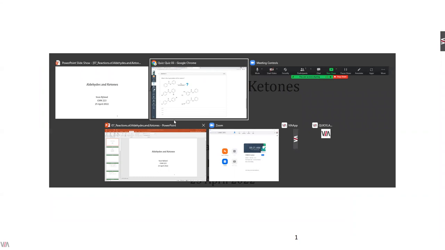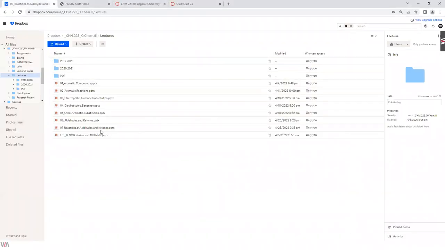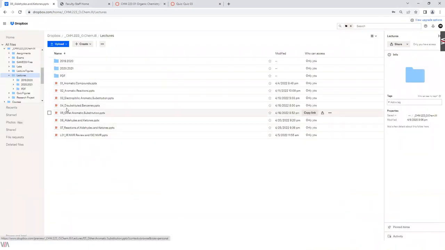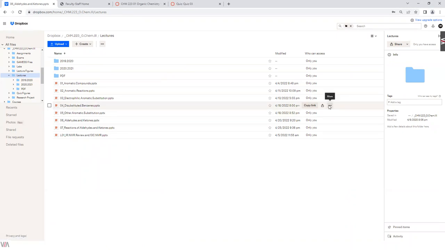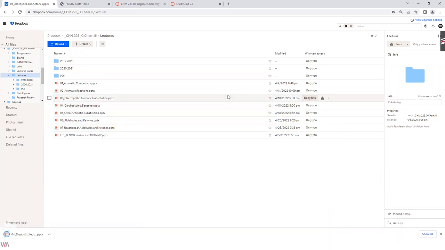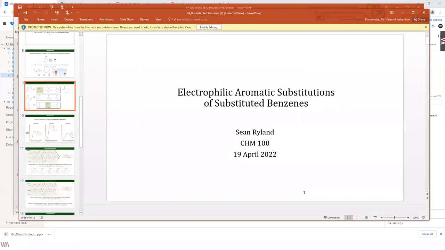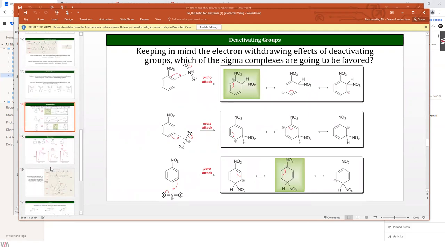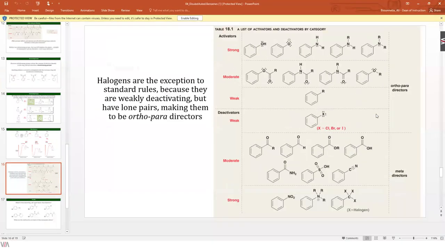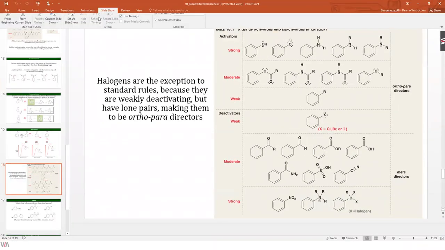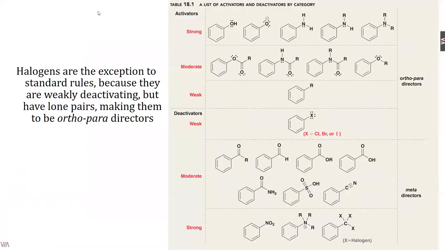I think it's worth going through that so that we can review that chart. That ranks all of the different substituents in terms of whether they are electron donating or electron withdrawing. So this chart has all of the most important details for activators and deactivators and whether they're OP directors or meta directors.